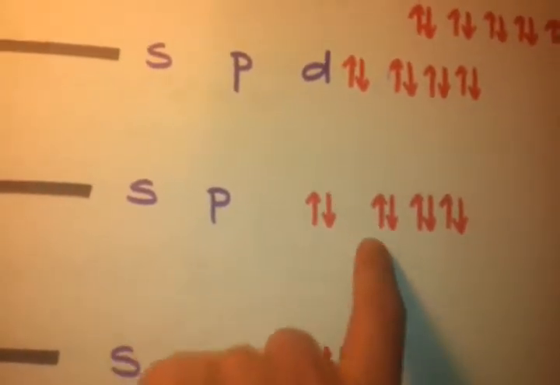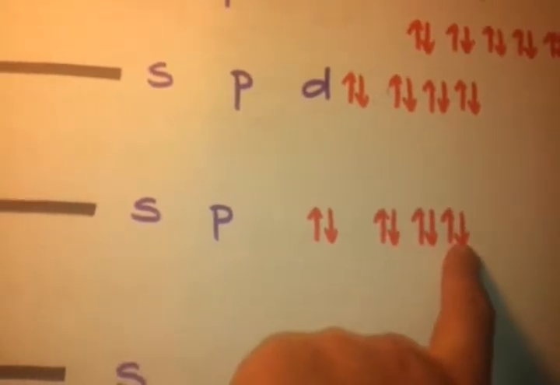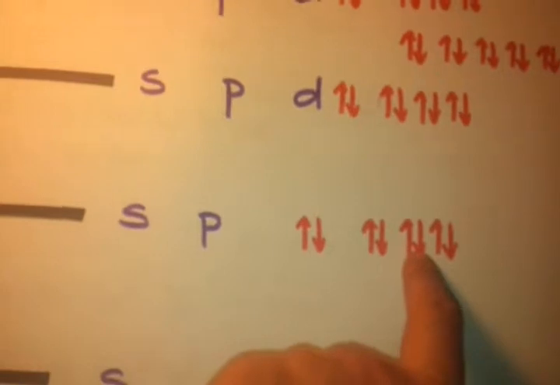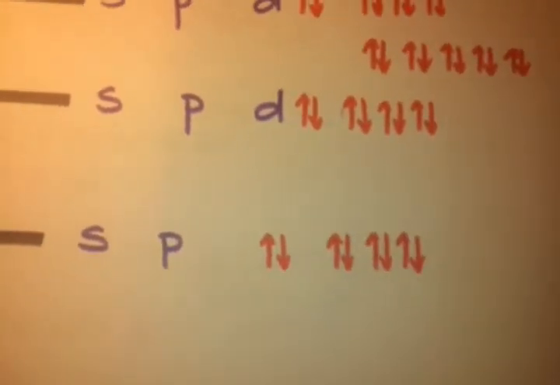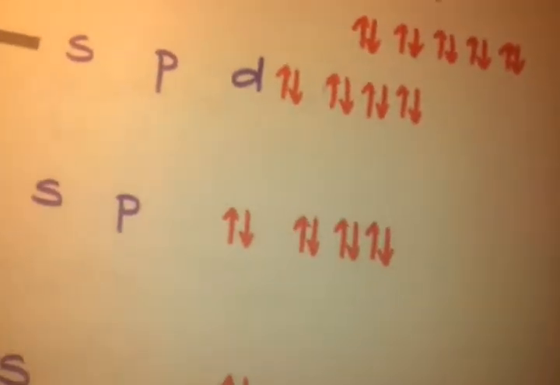So when you've got 1 in each, so the half-filled suborbitals, so P3, then what we see there is what we call maximum spin. All of them are spinning in the same direction. And these arrows are representing electrons. Okay, what does this actually look like?